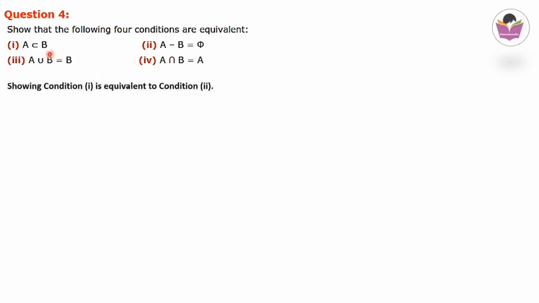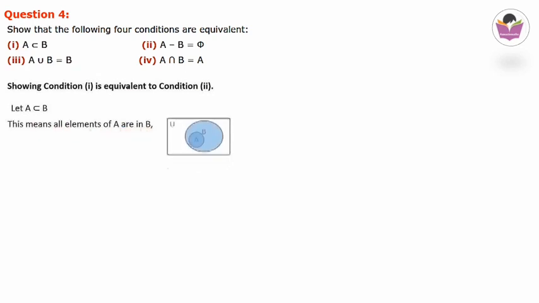What is our first condition? A is a subset of B. A is a subset of B means every element of A should be there in B. This means that all elements of A are in B. When we use Venn diagram to represent, every element of A should be there in B. Means A is inside B. B set is there and A set if you take it will be inside B. Means every element of A should be there in B.